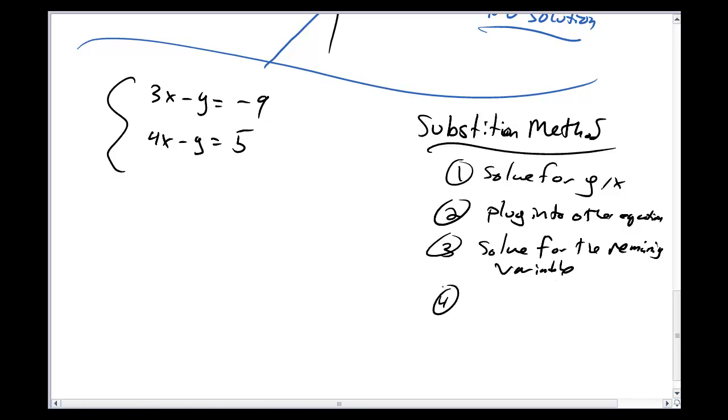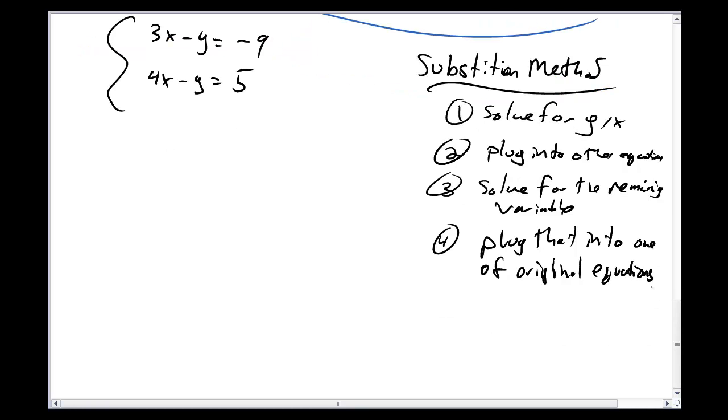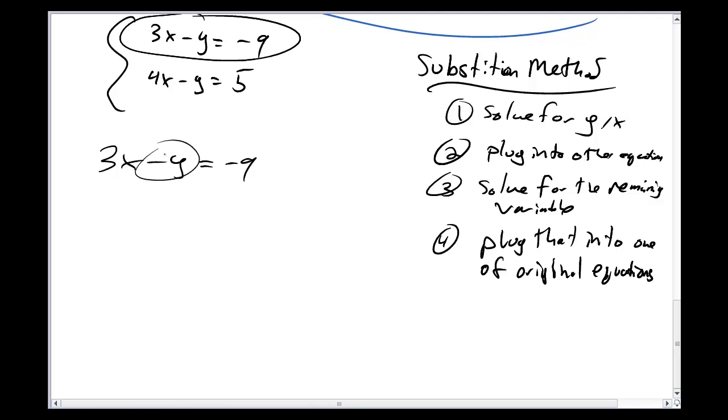And then, once you've got that variable, plug that into one of the original equations. This will let you solve for the last variable that we've got. So, substitution method, I've got no particular feelings on this, so I'm going to grab the first one. 3x minus y equals negative 9. I'm going to solve this for y or x. Y is the letter here that has no number in front of it, so I'm going to pick solving for y.